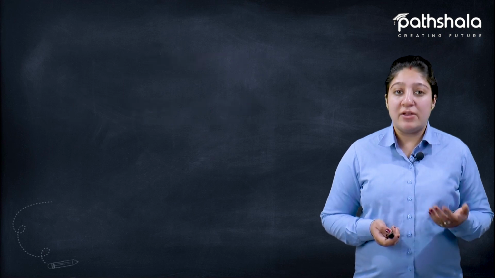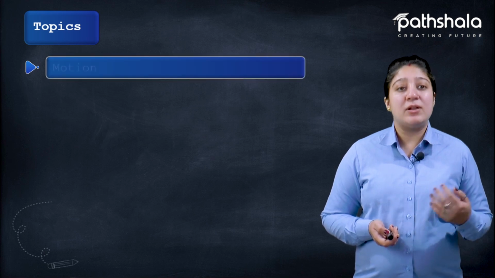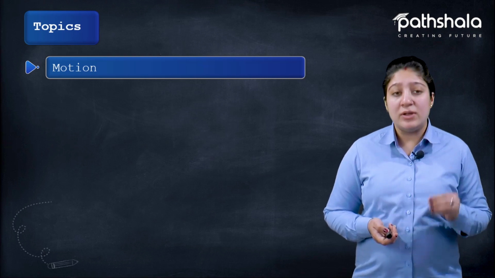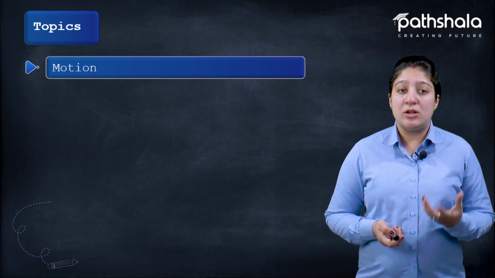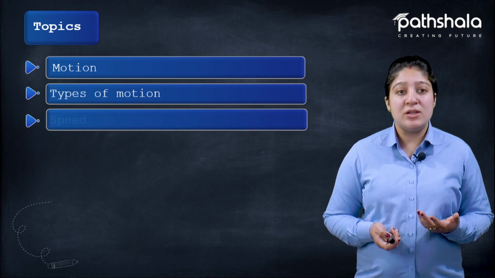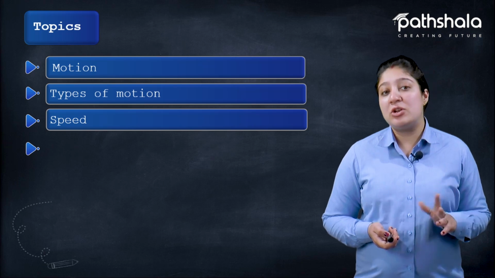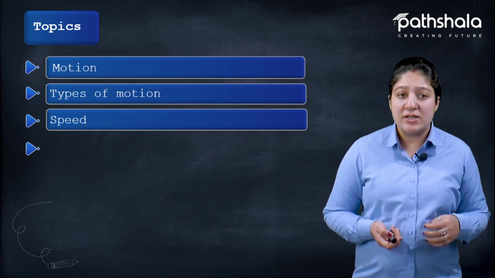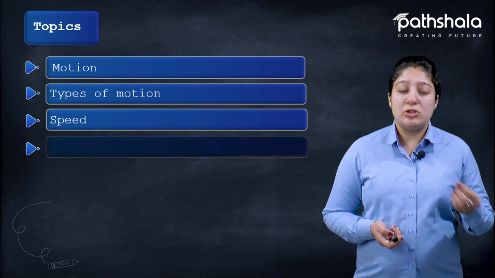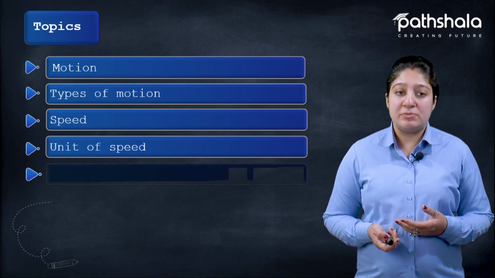So the topics that we are going to discuss in this chapter are, first of all, a brief introduction about motion, like what is motion exactly and how you define motion in terms of position. After that, we are going to discuss the different types of motion. Then about speed, like we know that when we compare the motion of two or more objects, we need a different heading, that is speed. So we are going to discuss that. After that, we are going to see the different units of speed.